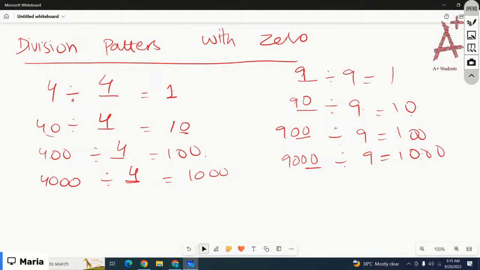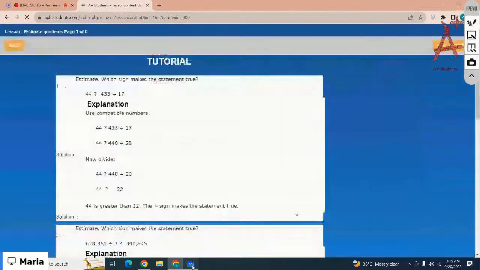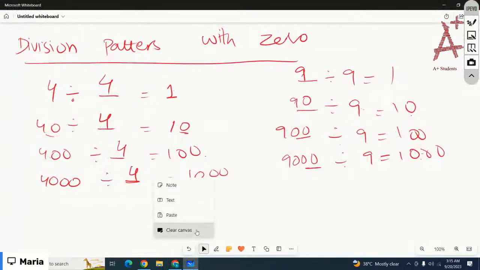So we'll do the practice questions later, right? Okay, let's just see. The next lesson is divide numbers ending in zeros, word problems. You can do word problems on your own, right? You have to do exactly the same things, but they are just word problems. The next one is estimate quotients. Let's see how we estimate the quotients.